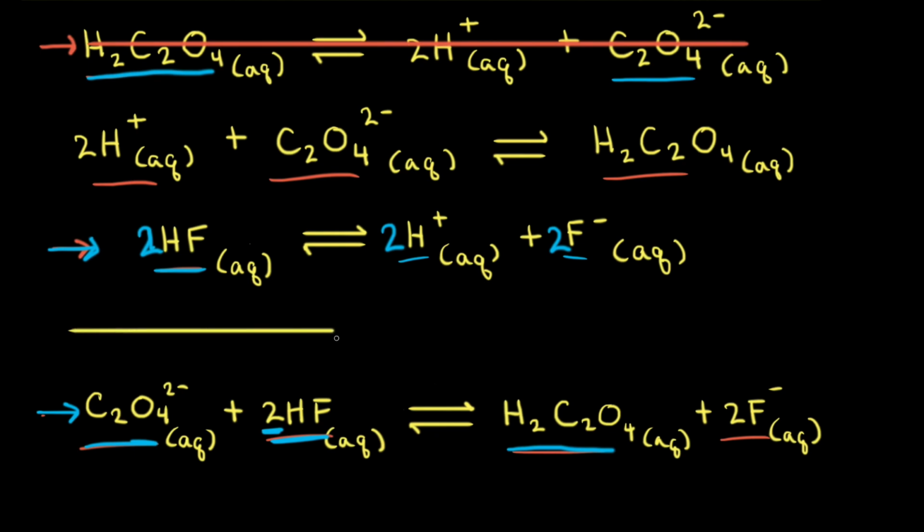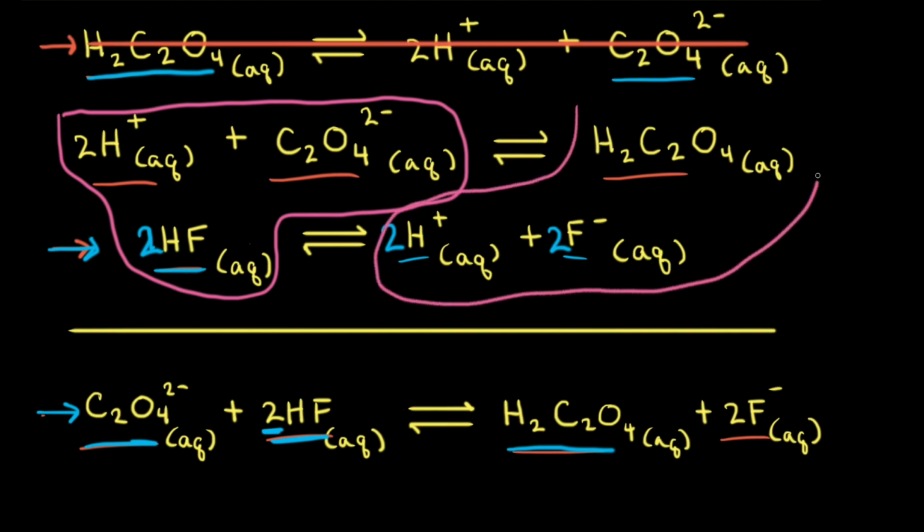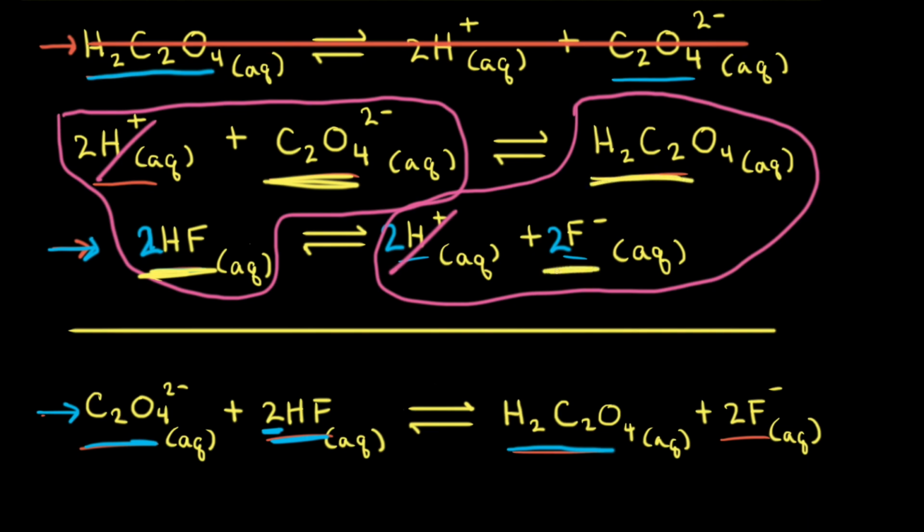Next, let's add these two reactions together and make sure they give us the third reaction. So we have all of our reactants on one side, and we have all of our products on the other side here. And we look for things that are the same on both the reactants and the product side. Well, there's 2H plus on the left and there's 2H plus on the right, so that would cancel out. And now notice that we would have oxalate plus 2HF going to oxalic acid plus 2F minus. So adding our two reactions together does give us our third reaction.